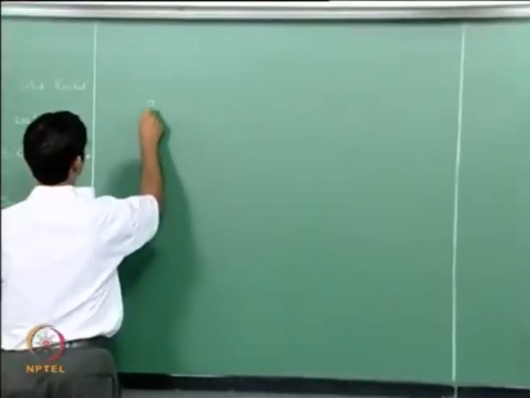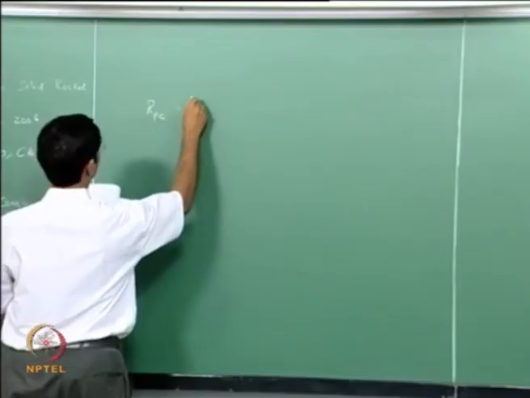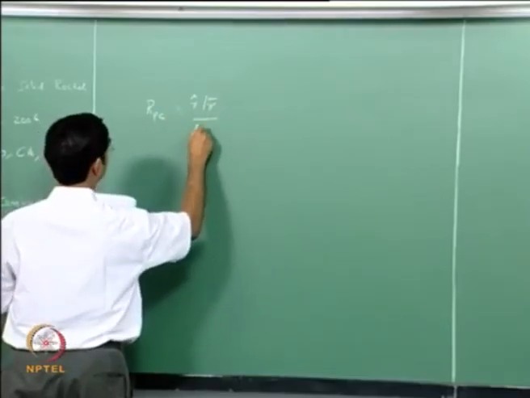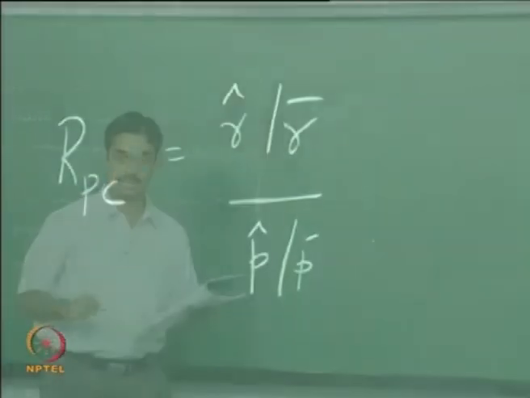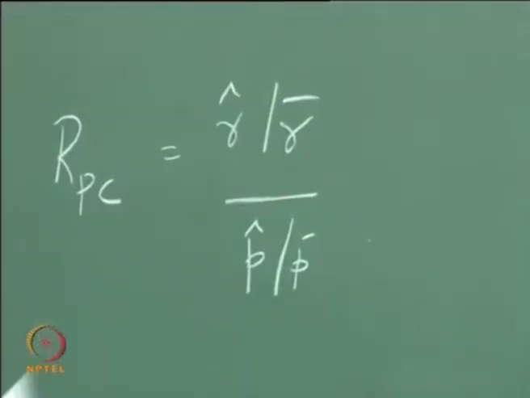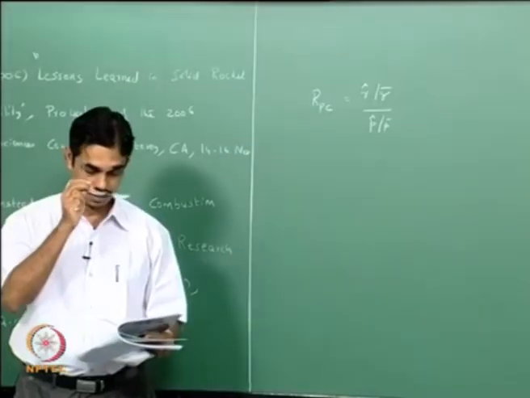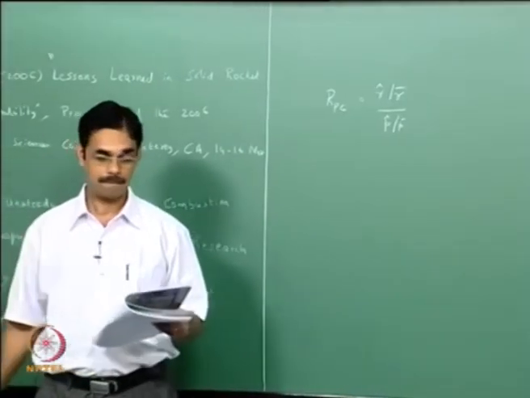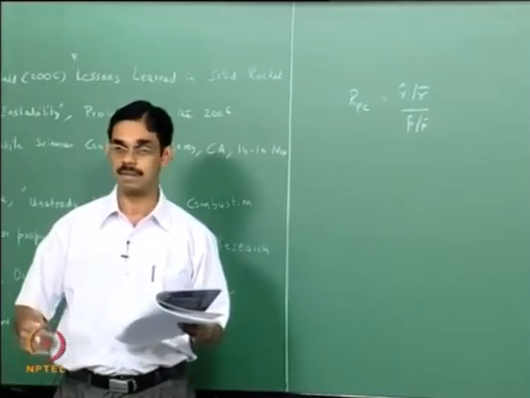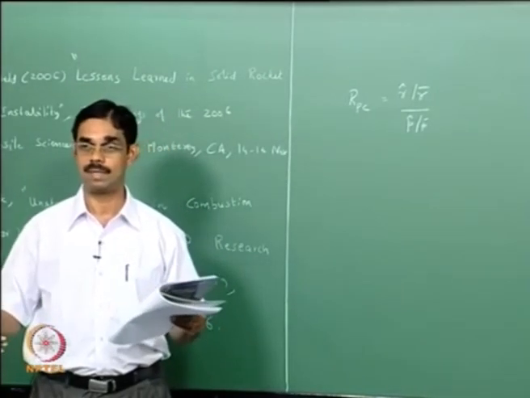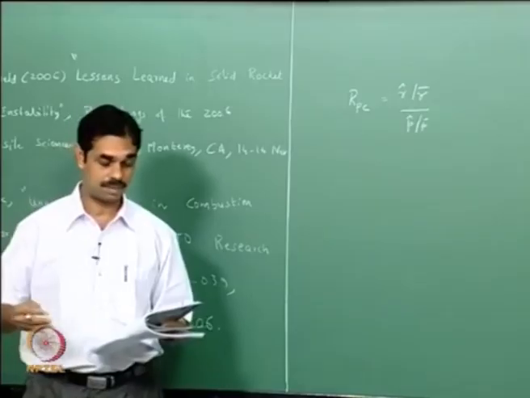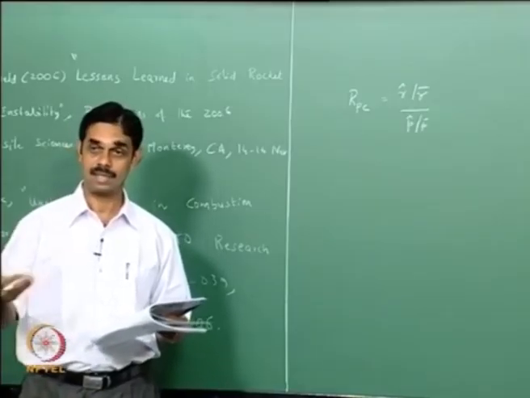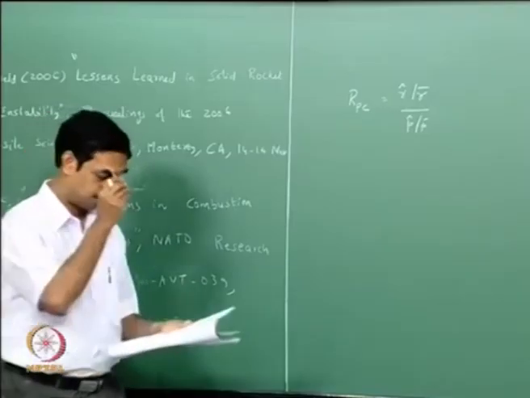So Rp equals r hat over r bar divided by p hat over p bar. Here r hat is the amplitude of the burn rate oscillation, r bar is the mean burn rate, p hat is the fluctuating pressure, or the acoustic pressure oscillation, and p bar is the mean pressure. This is a function of course of burn rate, mean pressure, frequency, and other propellant properties. So it's not a constant thing, it's a function of mean pressure, mean burn rate, frequency, what additives are in the propellant, what catalysts are involved, and so on.